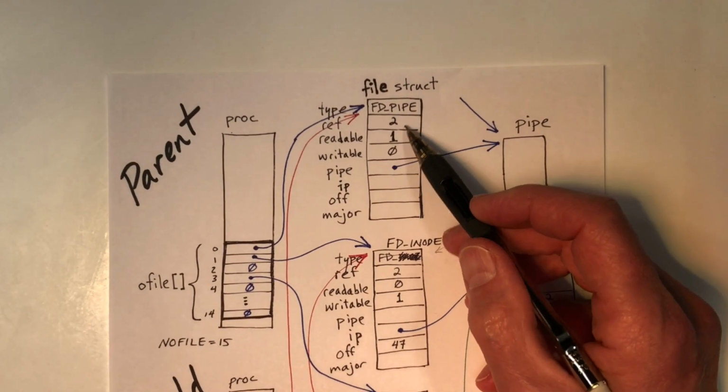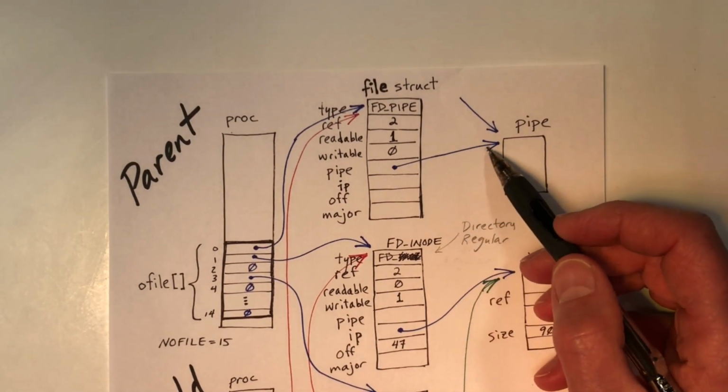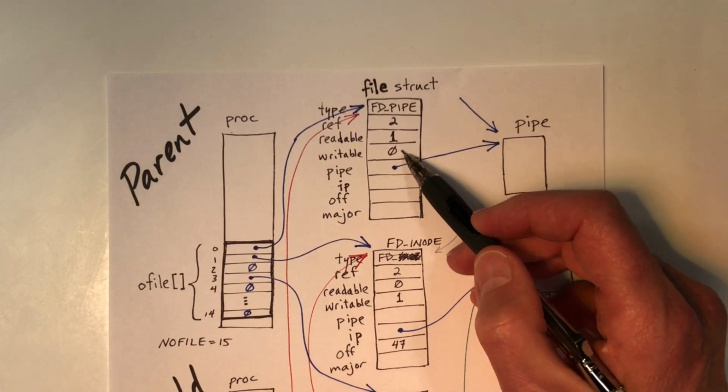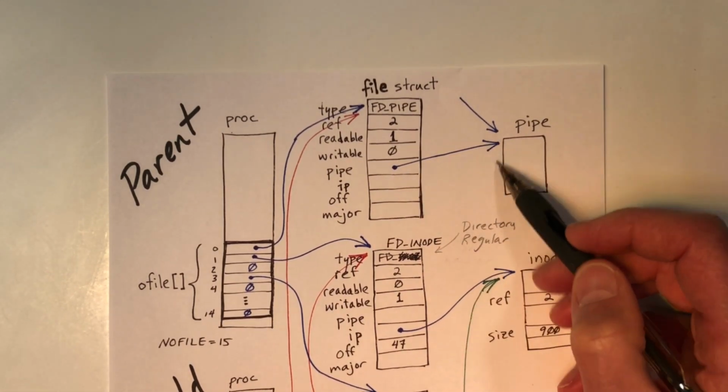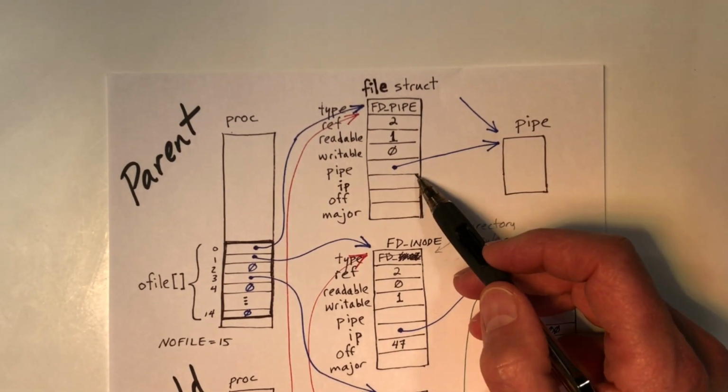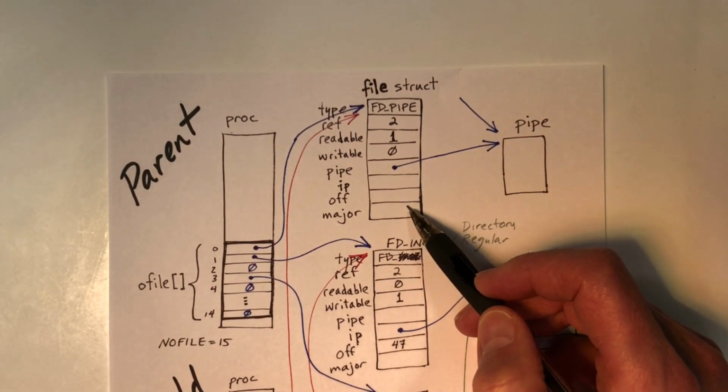If it is a pipe structure, well, each pipe has a read end and a write end as determined by the settings of the readable and writable flag. So this is pointing to the read end of this pipe. And the pipe field will point to the structure, and the remaining fields will not be used.